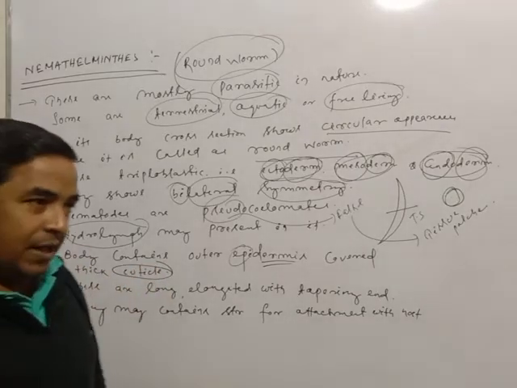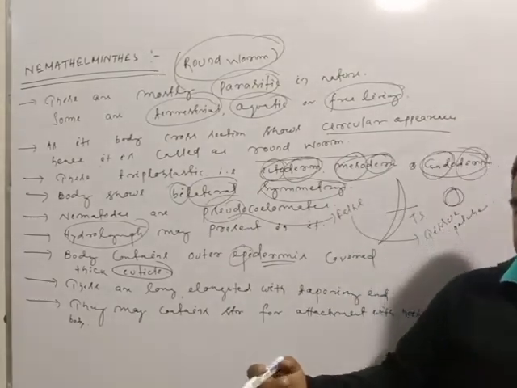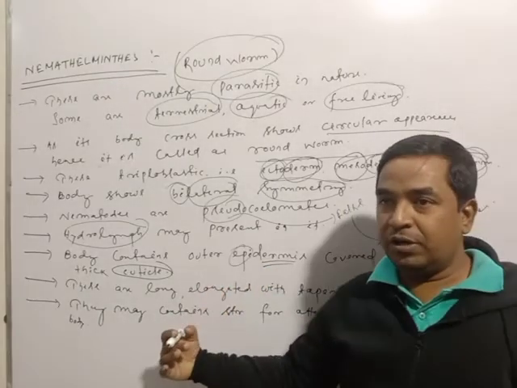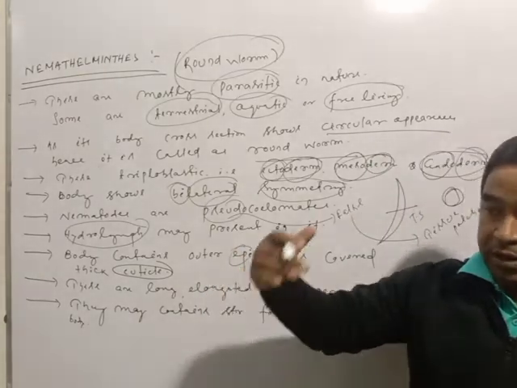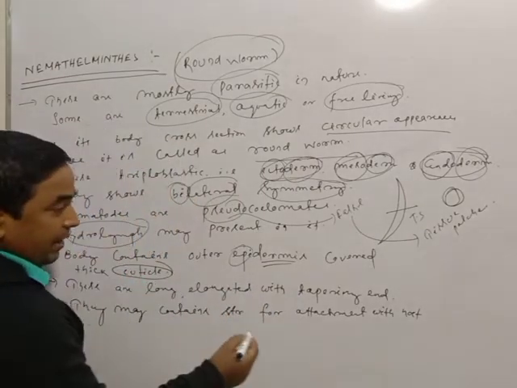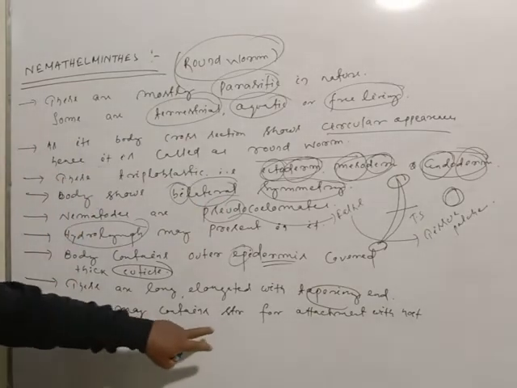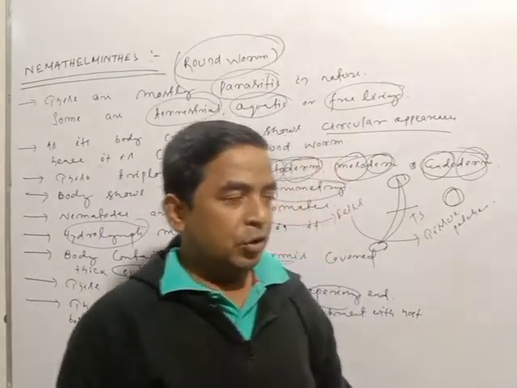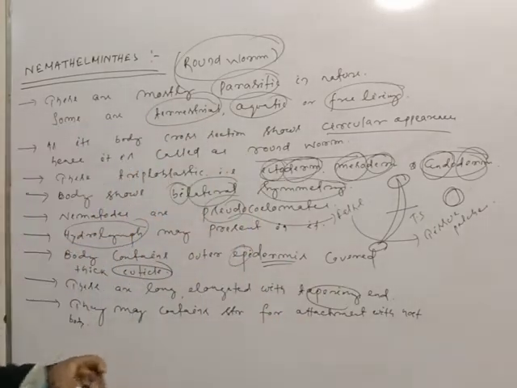These cuticles are helpful in protecting them from environmental strains or enzymatic reactions, and they will be removed during molting. These are long, elongated, having tapering ends, means both ends are pointed. They may contain structures for attachment with the host body, that may be hooks or spines or suckers.